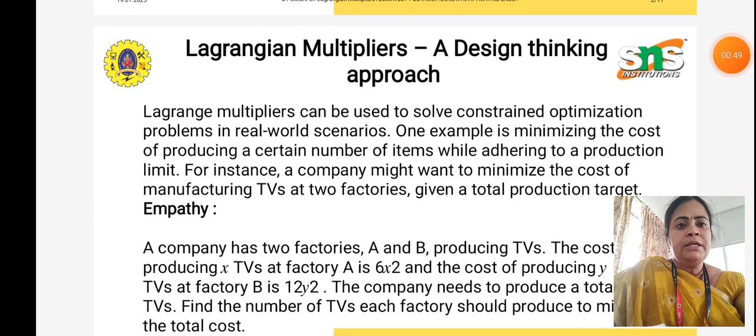So Lagrangian multipliers can be used to solve constrained optimization problems in real world scenarios. One example is minimizing the cost of producing a certain number of items while adhering to a production limit. For instance, a company might want to minimize the cost of manufacturing TVs at two factories given a total production target. So this we are considering to be the empathy part.